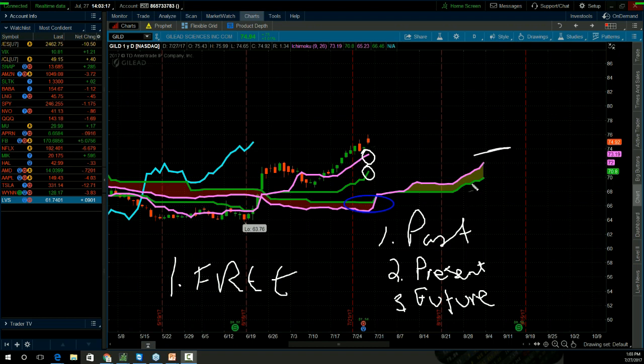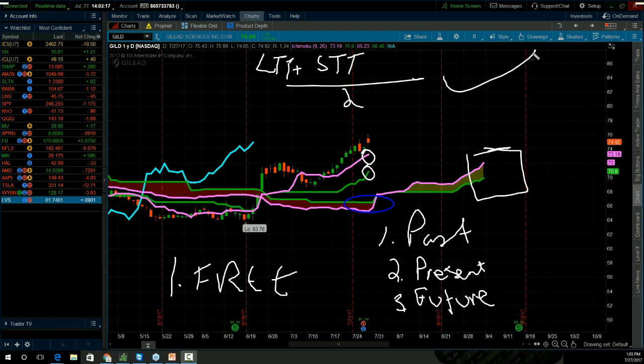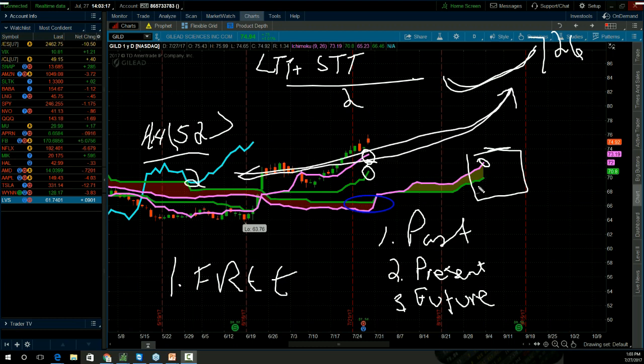How does it look in the future? Okay. Future cloud is constructed of two things. It is the LTT plus the STT, and if you guys don't want to memorize any of these equations, trust me, you don't have to. Divided by 2, pull it 26 periods in the future. So this number divided by 2 is applied in the future. Then we have over the last 52 periods, divided by 2, once again, plotted 26 periods in the future, which is right here. So the future looks pretty good here in Gilead.